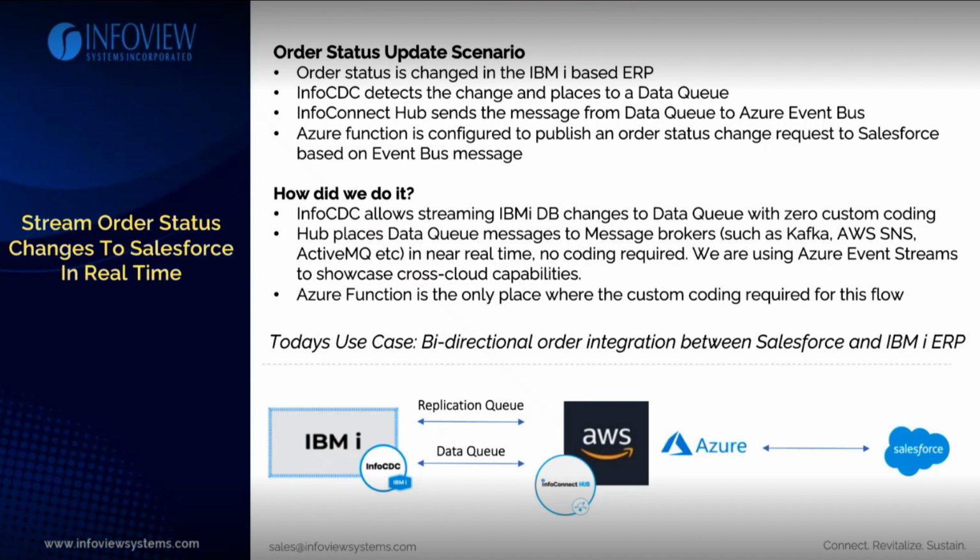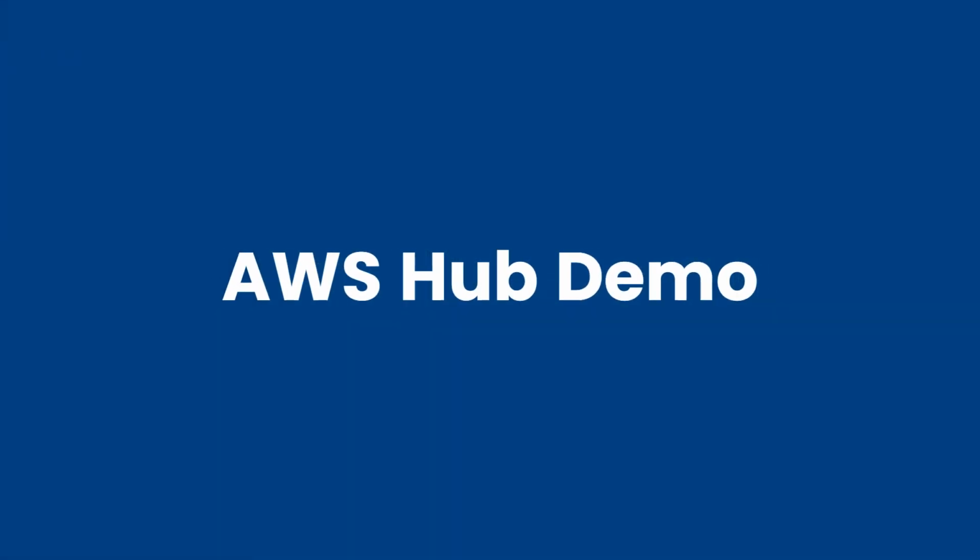Today's use case will entail an order status change and update on our IBM ERP system. Our CDC product, InfoCDC, will detect this order status change and place the change on a data queue. From there, the hub will pass the message onto Azure, where it will then update the order on Salesforce.